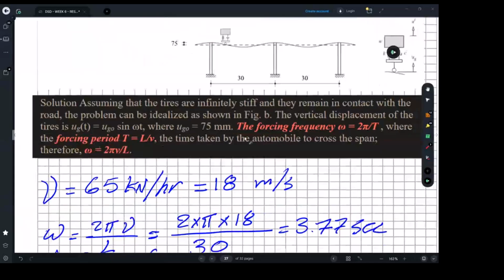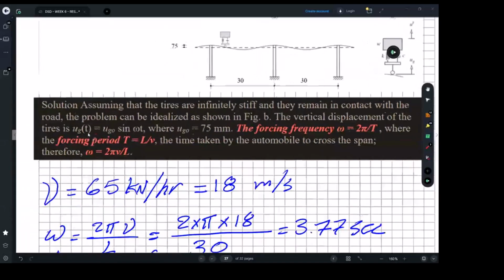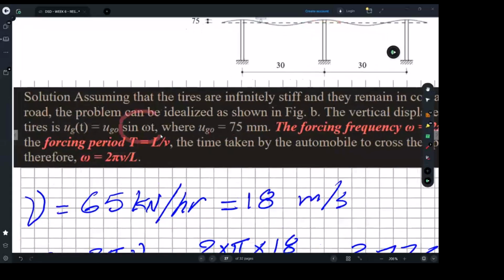So the vertical displacement, based on the given facts, you can determine that the vertical displacement of the tires or the vehicle is basically defined by this function. That's the ground, remember, UG. So UG is the ground excitation. It can be defined by the amplitude we got from the ground, which is the 75. Remember, we got a sine curve, 75, and this is defined by a sine function.